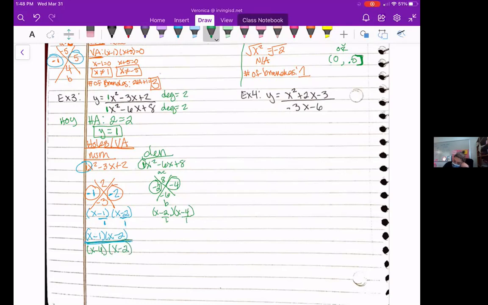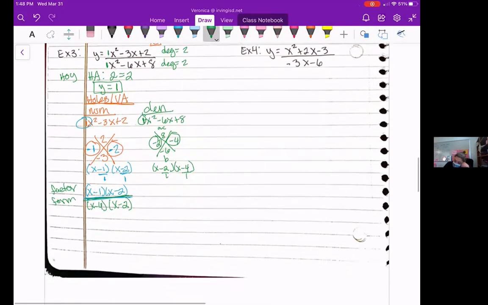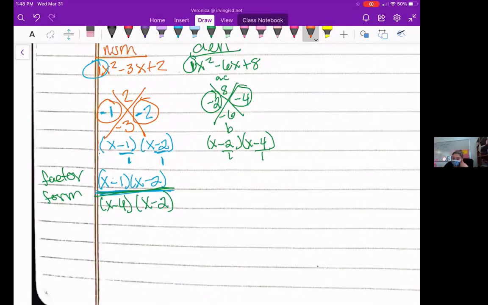Okay, so now that we have it in factor form, now we can do the holes. Okay, so where are my holes going to be? Well, do we have factors that match? Look at your numerator and look at your denominator. Do you see any factors that match, that are the same?